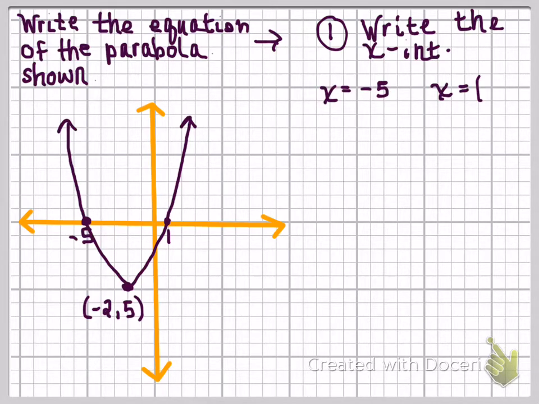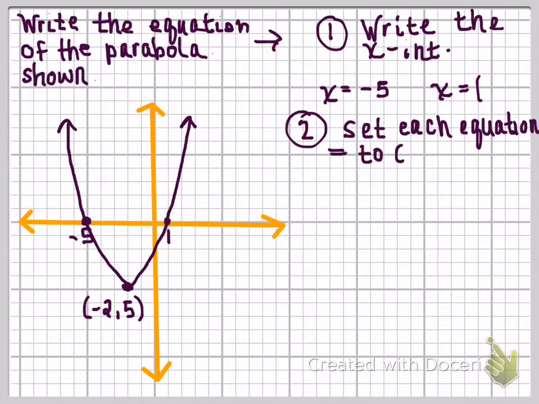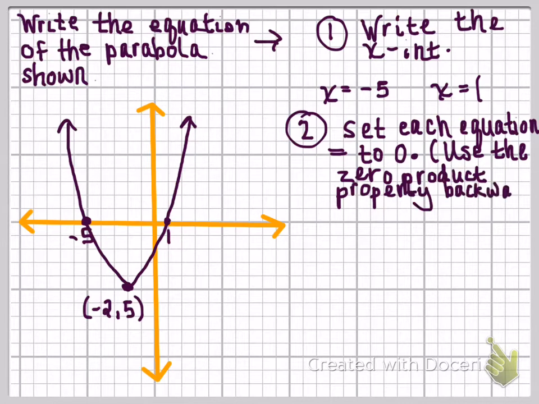The next thing you want to do is use your zero product property backwards to make these equations equal to 0. When I set those equal to 0 and go backwards on my zero product property, for x equals -5, to get it over to the left side, we have to add 5. So I have, as you see below, x plus 5 equals 0. For x equals 1, to get it over to the left with the x, you need to subtract 1. So I have x minus 1 equals 0.